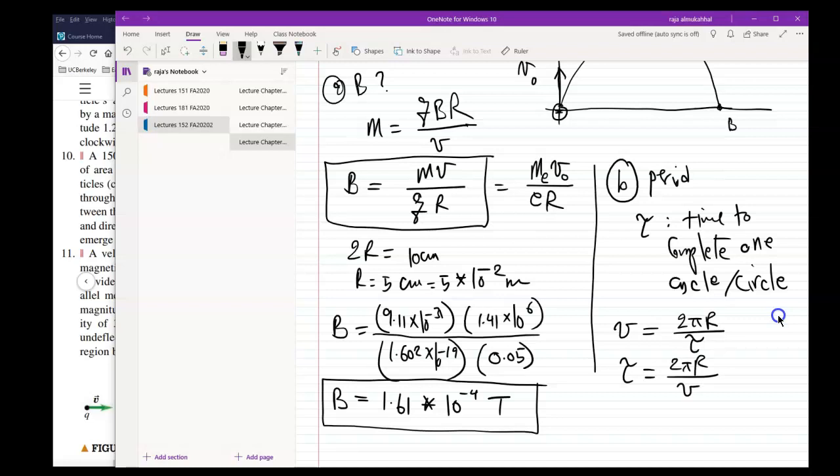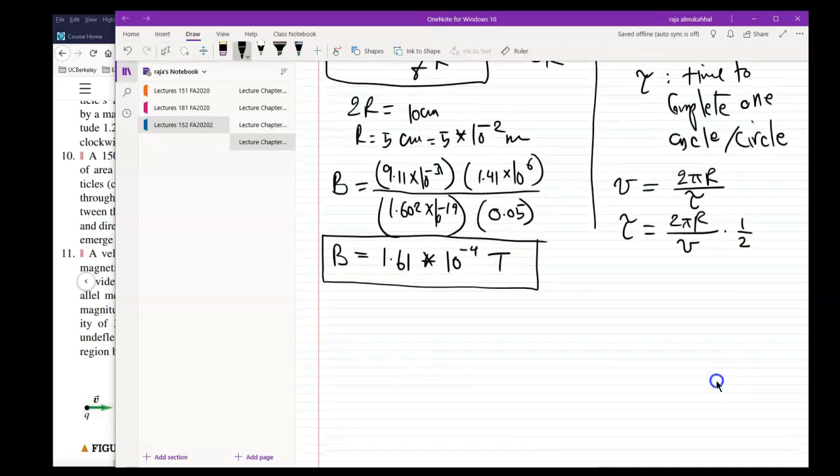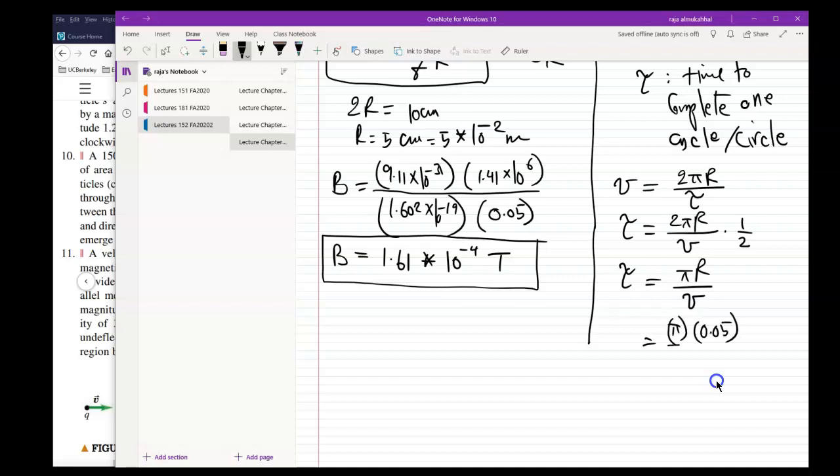However, what's the difference between this formula and the diagram here? Well, we don't have a full circle. We have half a circle. So you basically multiply this by half. Make sense? So when I do that, that will give me the time to complete half a circle, not a full circle. So basically tau, the time, is pi r over v. And we just plug it in. I got pi, r is 0.05, divided by v.